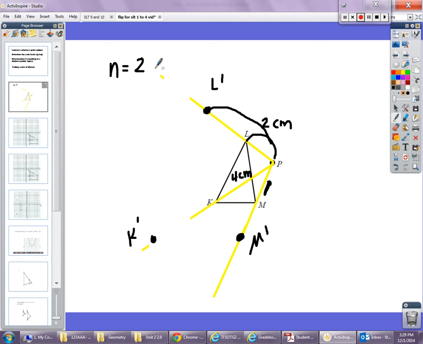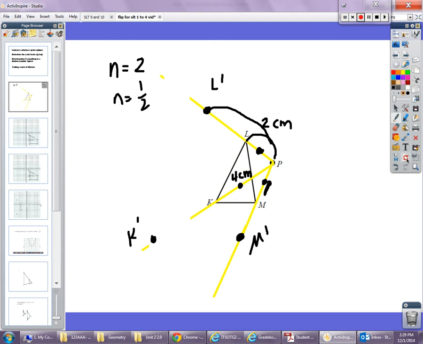Same thing would happen if n was 1/2, you'd cut each distance in half. So if this was 2, you'd go half of it, which would be 1. If this was 4, you'd go half of it, which is 2. And whatever this is, you go half of it, and then you would draw your new triangle.